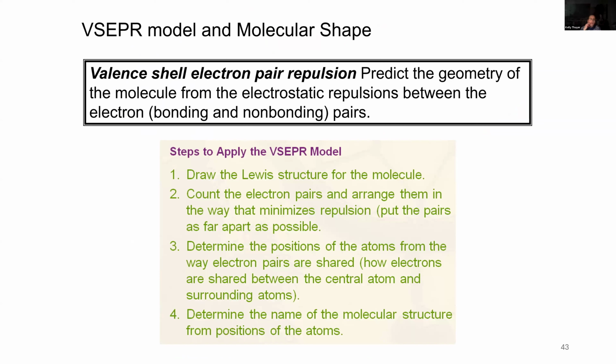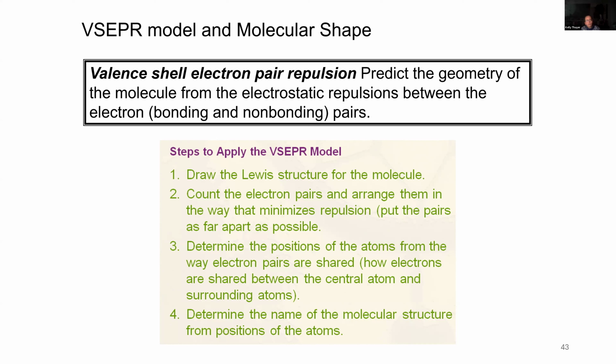So in the VSEPR model, this is the valence shell electron pair repulsion. And this is going to predict the geometry of the molecule from the electrostatic repulsion between the electron, that is, the bonding and non-bonding pairs. So in order to do this, we would start off by doing these steps.